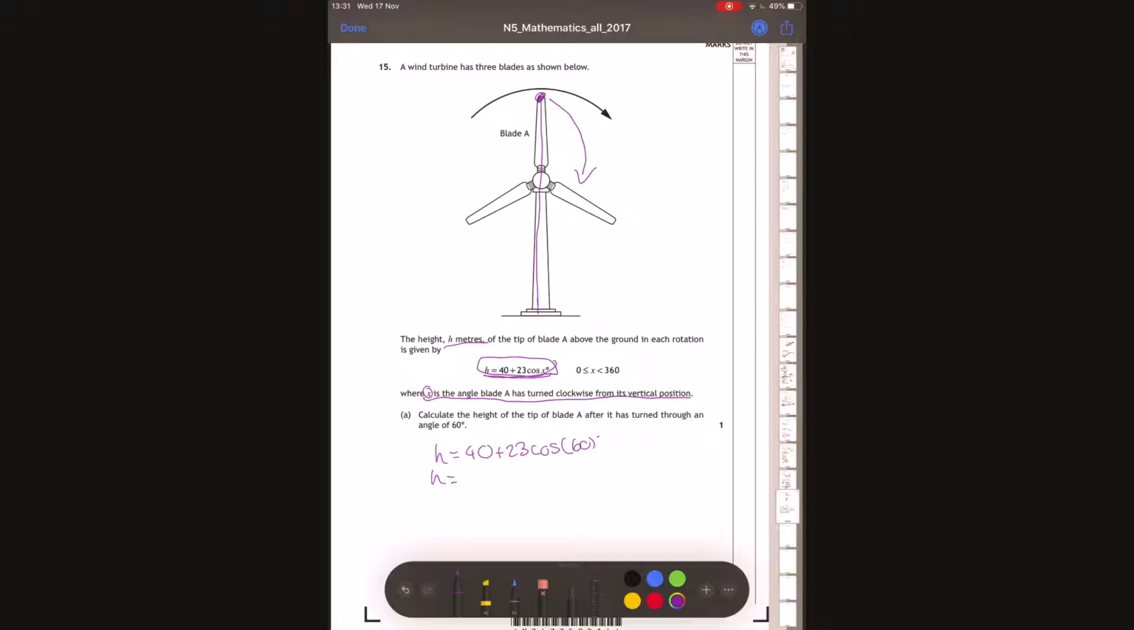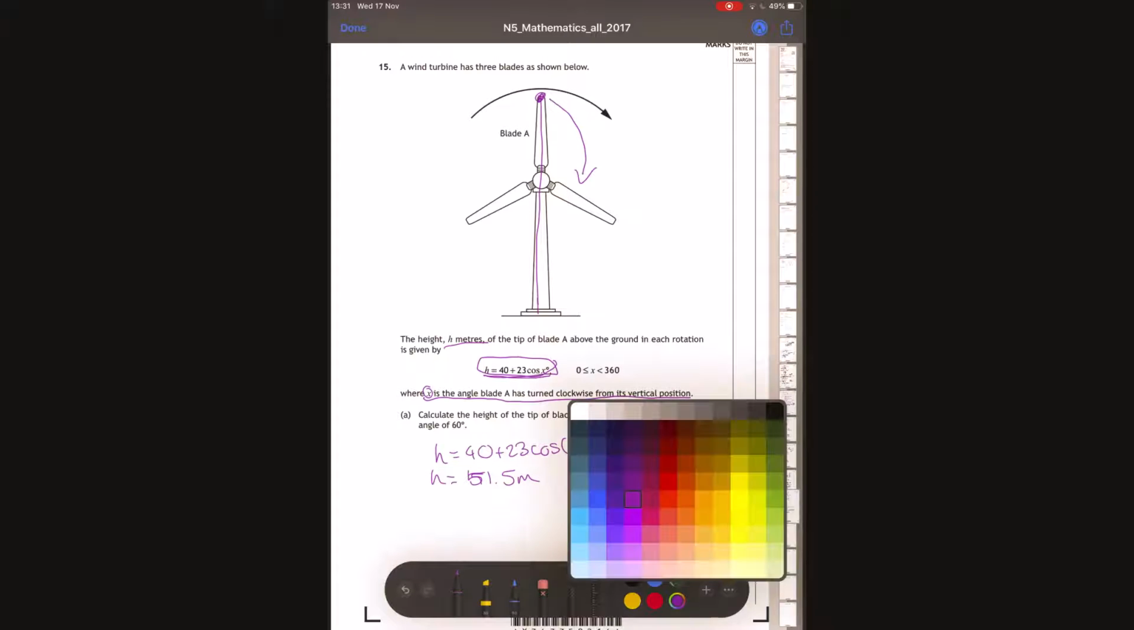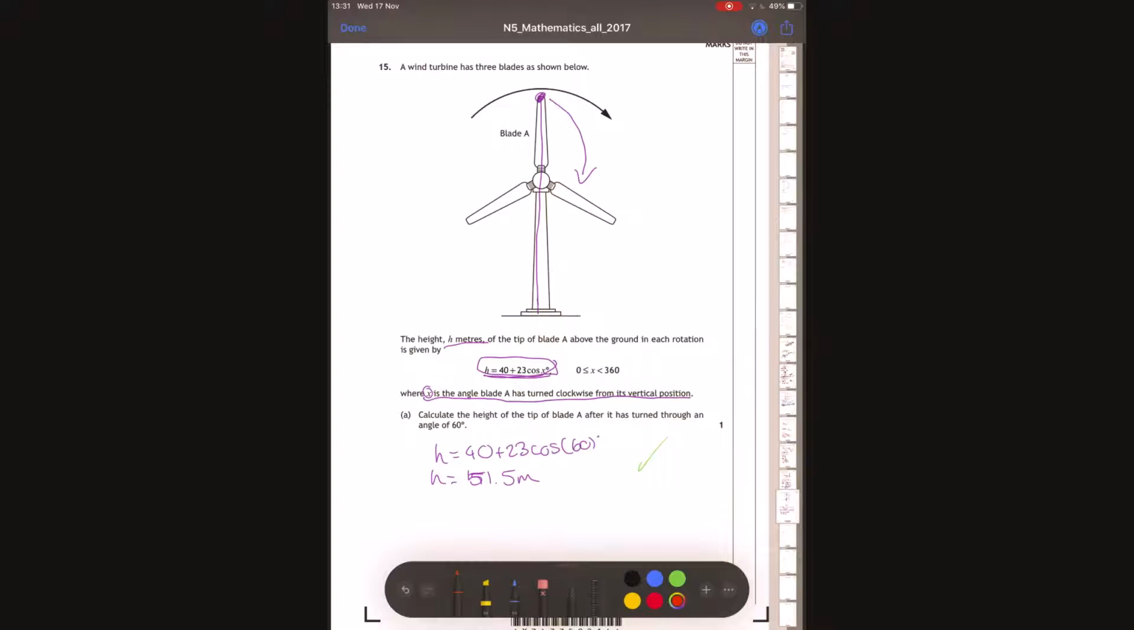So doing that, we get 40 plus 23 cos of 60, which I know gives us 51.5, and our units are meters. So that's part A for you guys. Generally in part A, they're usually quite easy. Just see if you can identify what value they'll usually give you, what value you need to use, and then just sub it into what they give you.